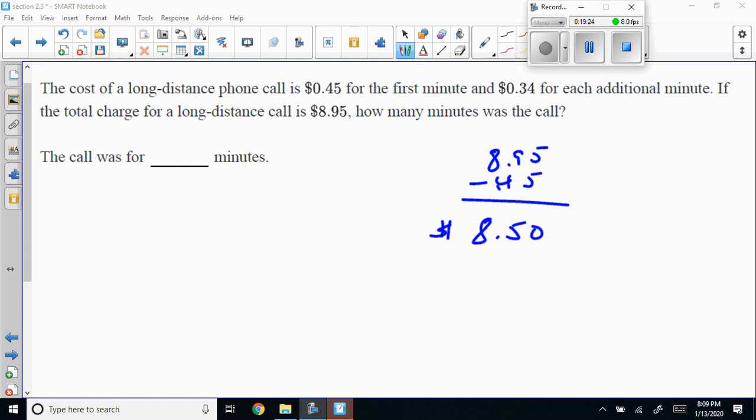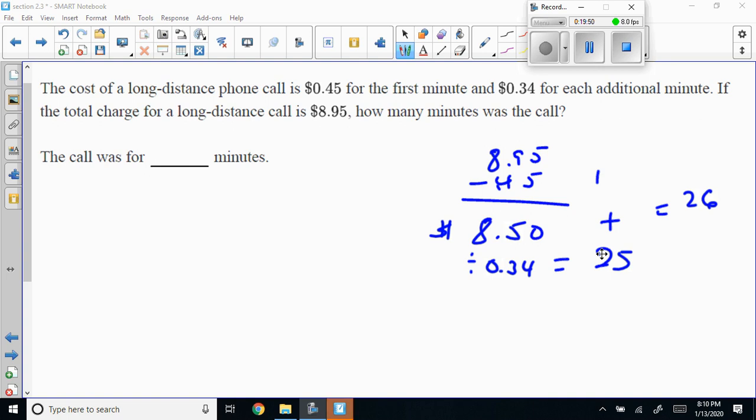That's 2 minutes on, right? This is 1 minute. So if I take $8.50 divided by 34, how much is that? 25. 25 plus 1 is how much? 26. Okay, so logically, that's where we're at, right? Yeah. Okay, so you ready?